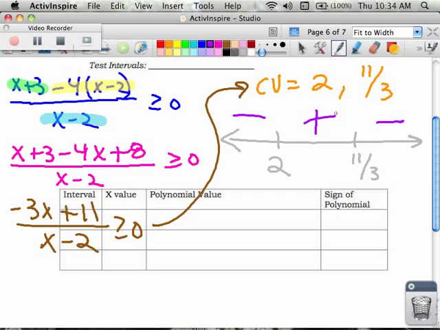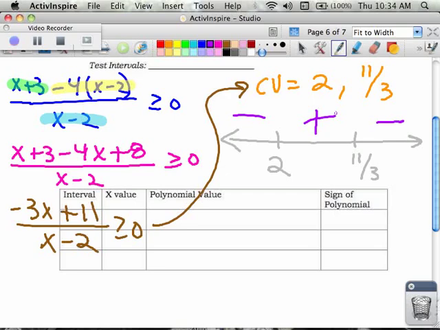As a general rule, not always, but the vast majority of the time, the signs alternate. Is that always true? No. But usually in our class it will be, probably 90% of the time. So if you have to guess, they alternate.